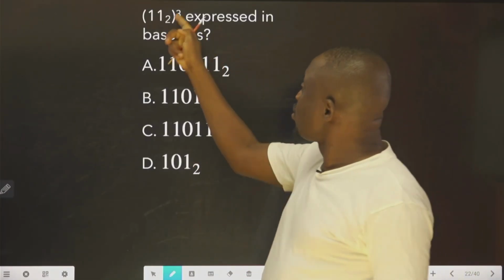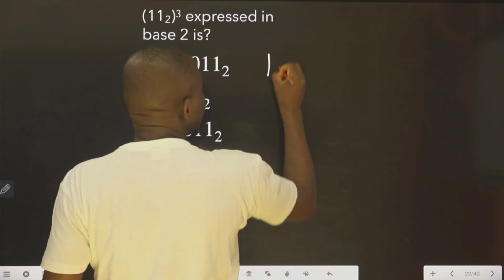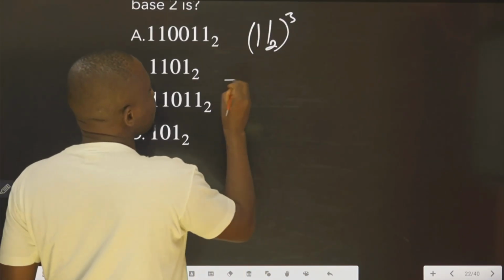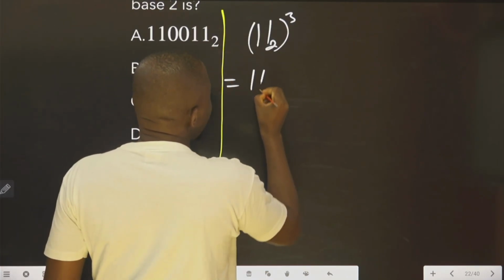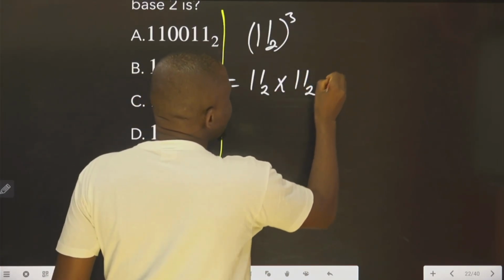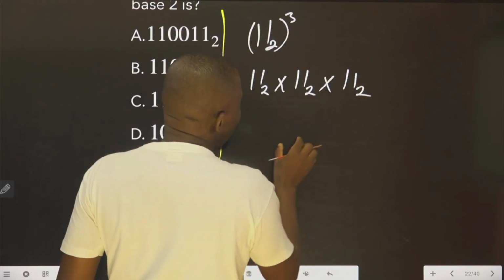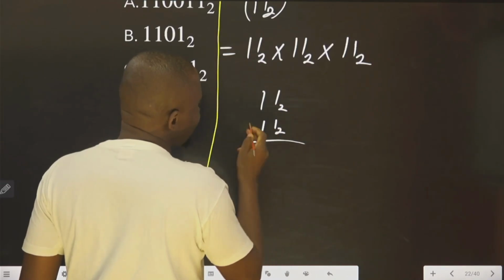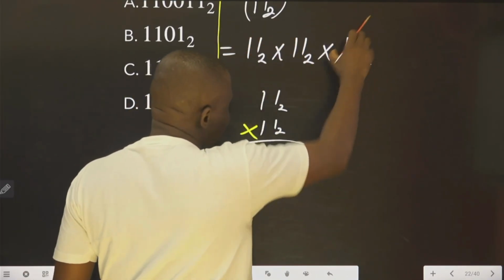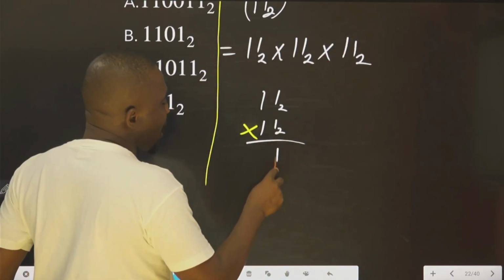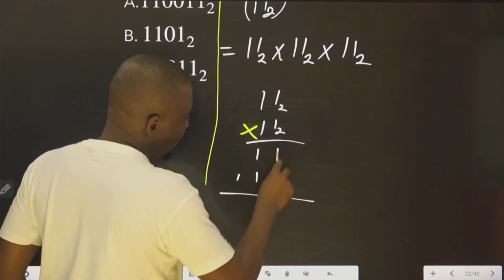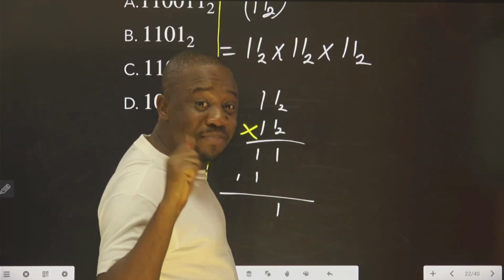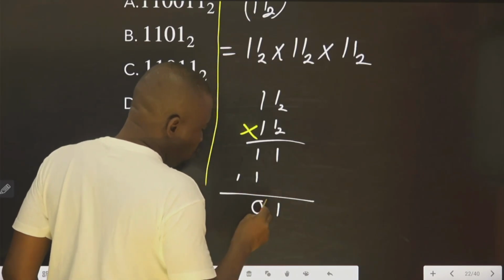Okay? Let's look at this. We are asked to square this. That is to say 11 to the base of 2 raised to power 3. You agree with me? This simply means this multiplied by this multiplied by this. So let's do it one after the other. That is this and this. We multiply them first. Whatever we have here, we multiply by this. Okay? This will give us 1, 1, 1, 1. This is 1. 1 plus 1 is 2. We carry it as 1 because this is base what? Base 2. We put it here now.